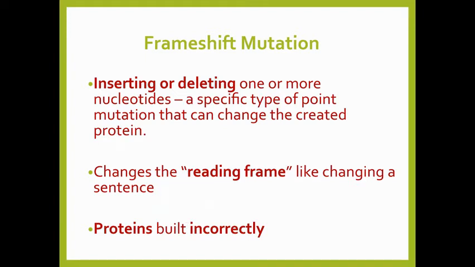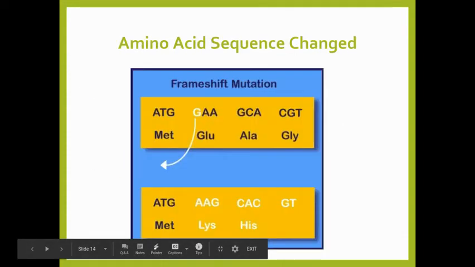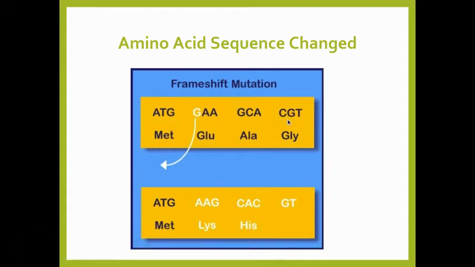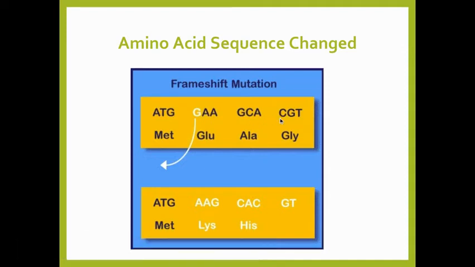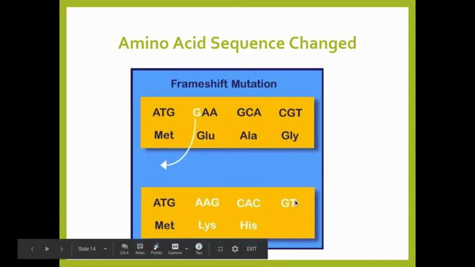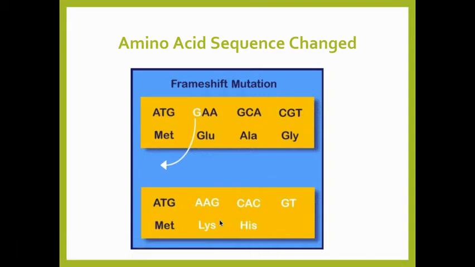And this will be for number 8. So that looks like this: here you have our DNA sequence. So we have methionine, glutamine, alanine, and glycine. And in this mutation, we took this G out. So then our reading frame shifted. So then we started with AAG, CAC, GT, just like down here. And then our amino acid sequence becomes methionine, lysine, right? That's already wrong. So this protein will not be what we need because of that mutation.